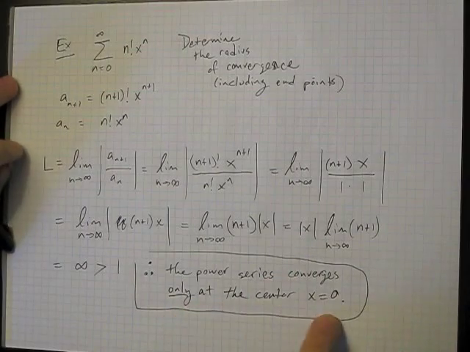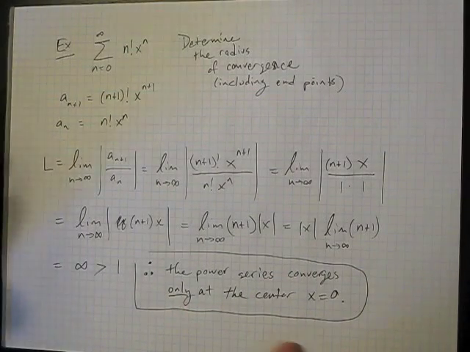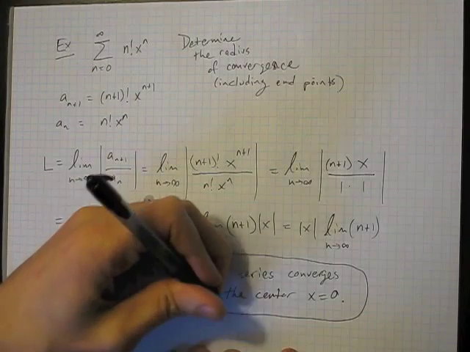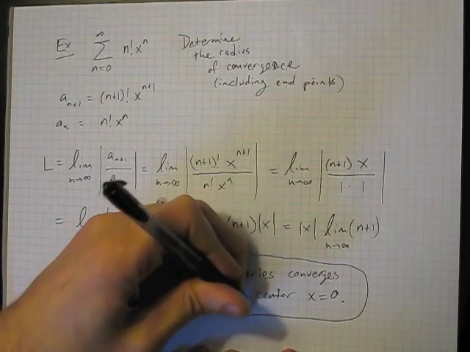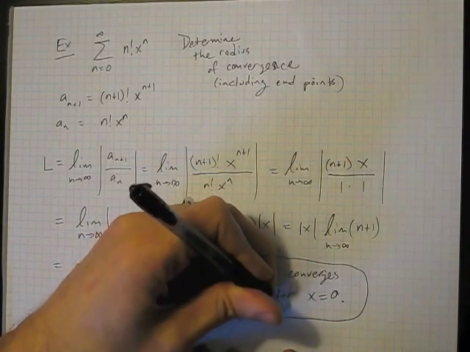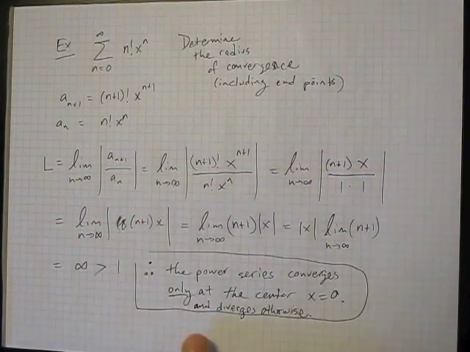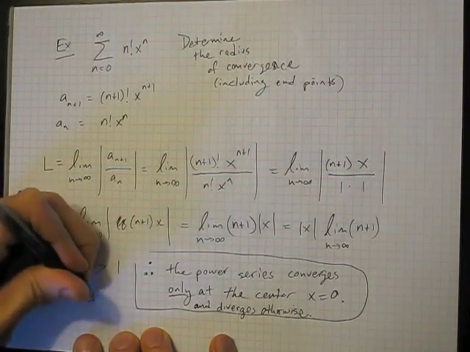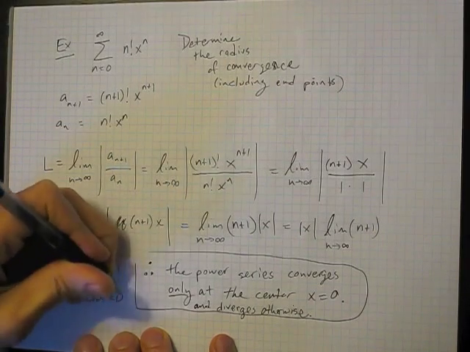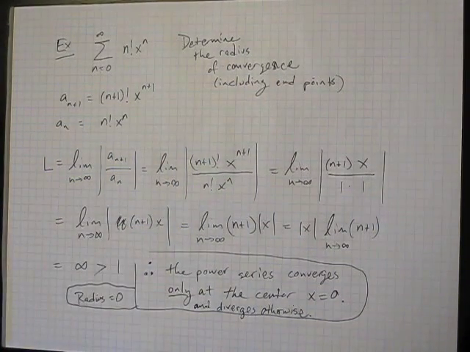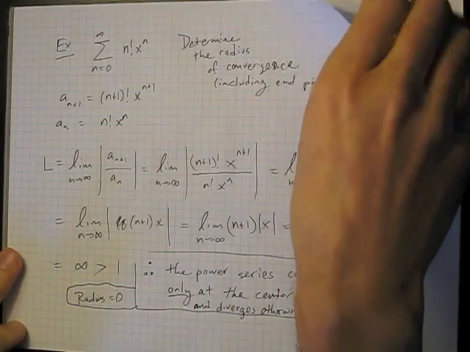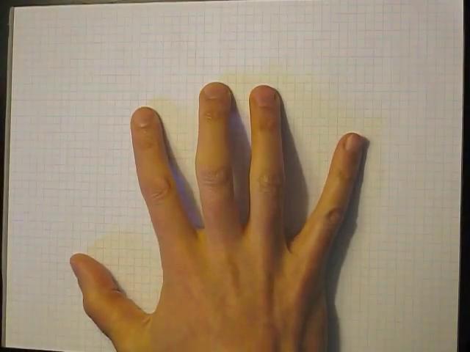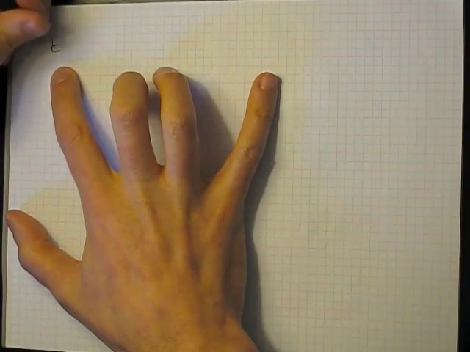So the power series converges only at the center x equals 0 and diverges for every other value. Diverges otherwise. So here the radius of convergence is 0. This is an example of possibility 1 from our theorem about the convergence of power series. Okay, let's do another example.